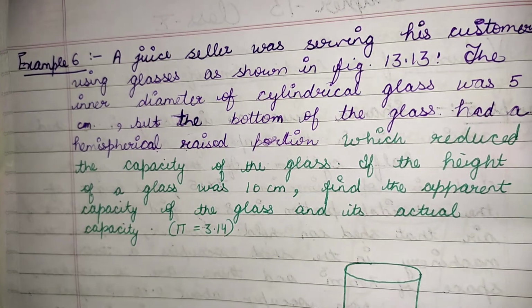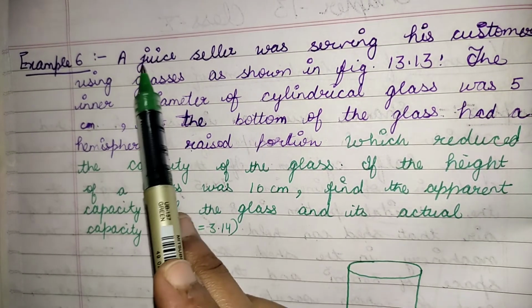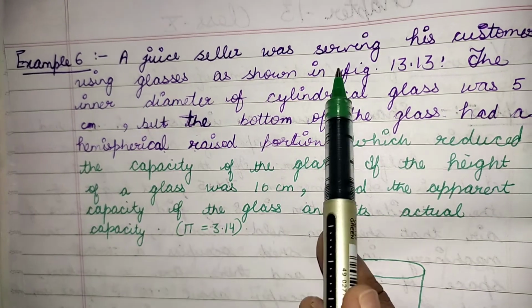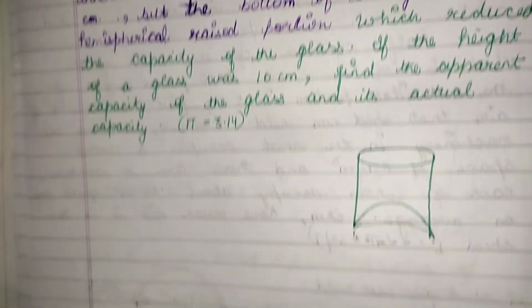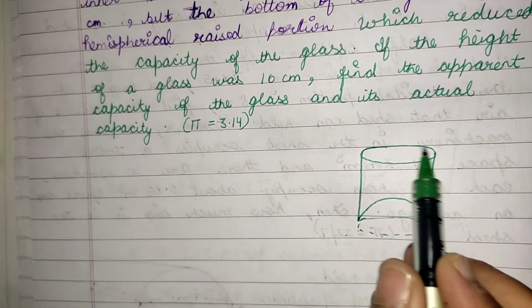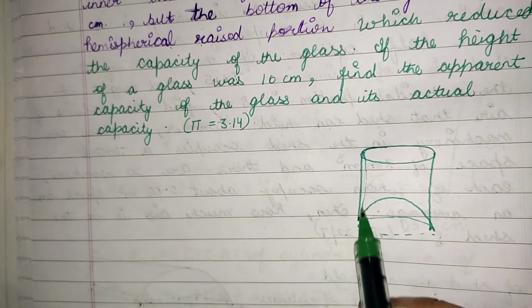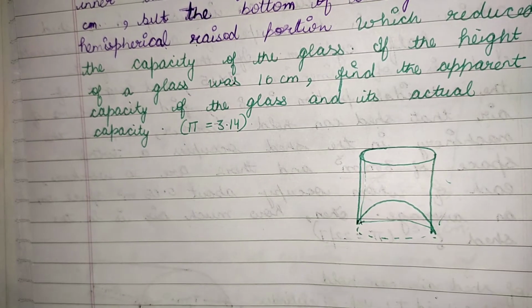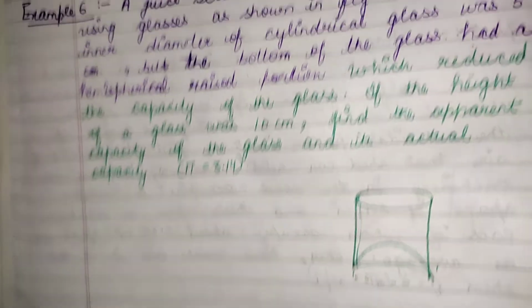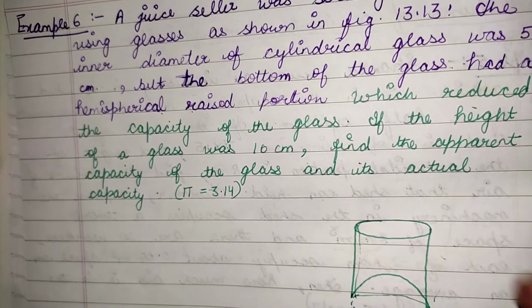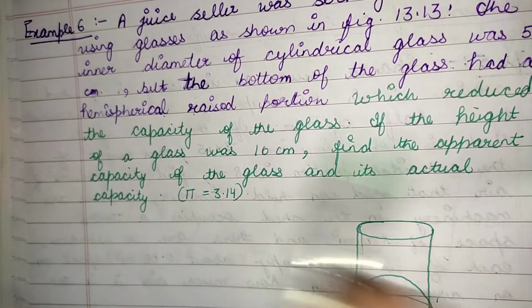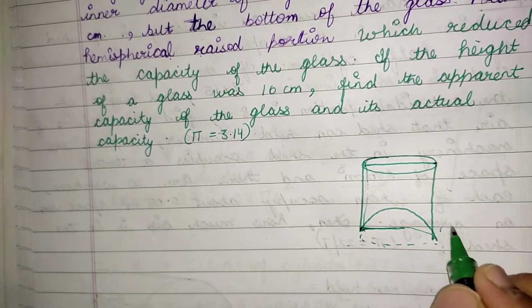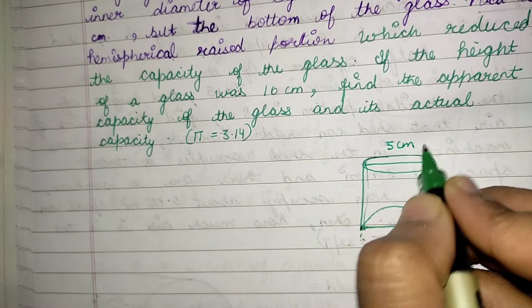So moving to question number 6. Question number 6 says that a juice seller was serving his customers using glasses as shown in figure 13.13. He is using some glasses in the shape of a cylinder to serve the juices to his customers. The inner diameter of the cylindrical glass was 5 centimeter. So diameter is given to us, which is equal to 5 centimeter.